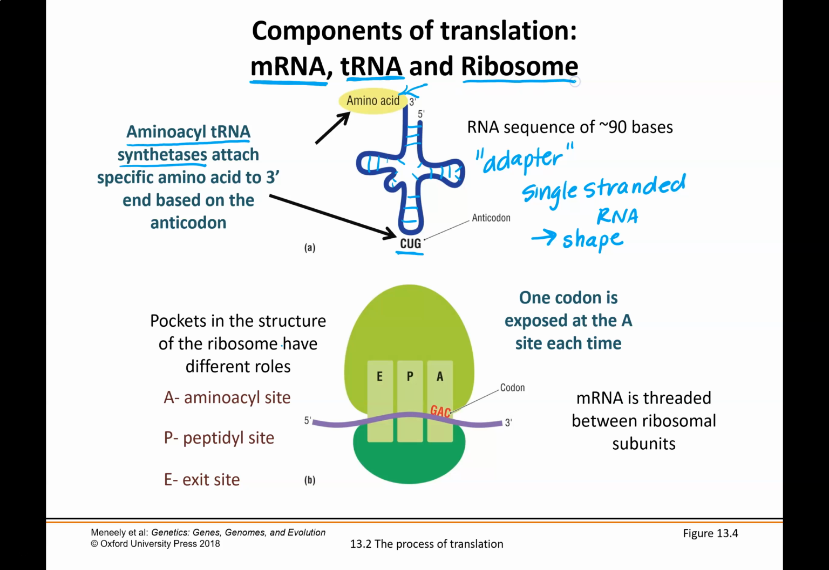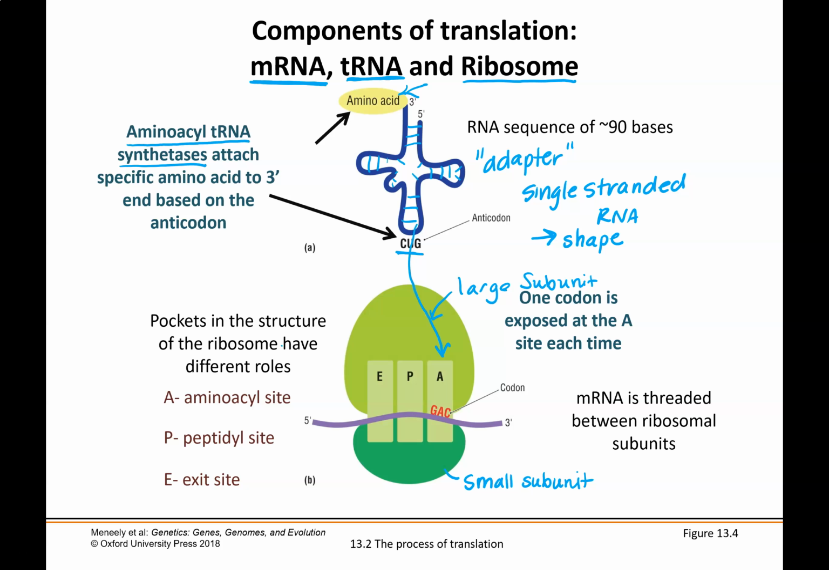Lastly, we need the ribosome. There are two parts to the ribosome. We have the large subunit and the small subunit. And the ribosome acts as sort of a workbench on which the amino acid chain is built. The messenger RNA is threaded through a tunnel in the ribosome in between the large and small subunit. The transfer RNA is going to bring in an amino acid that is complementary to the messenger RNA site.